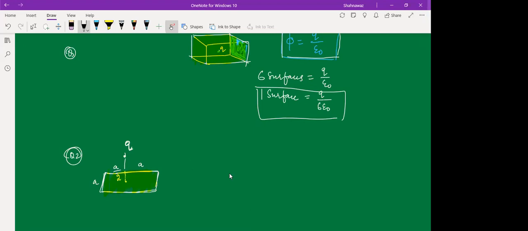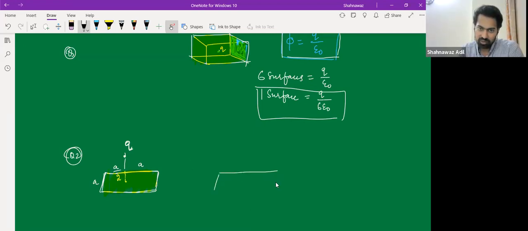Yeah, we have a surface, right? We have a surface which is A by A, and we have put one charge at A by 2 distance above this surface. Okay. We have put a charge A by 2 distance from this surface.